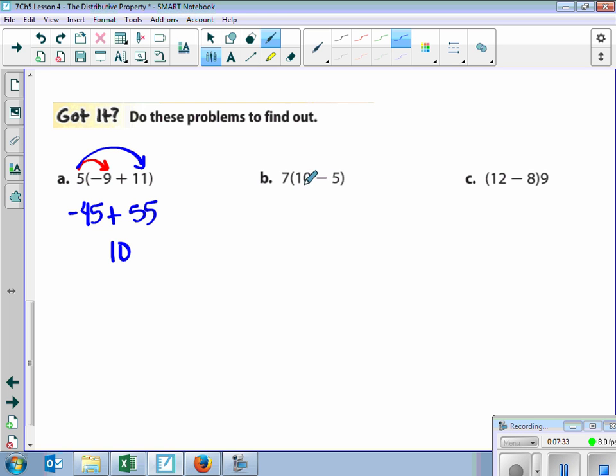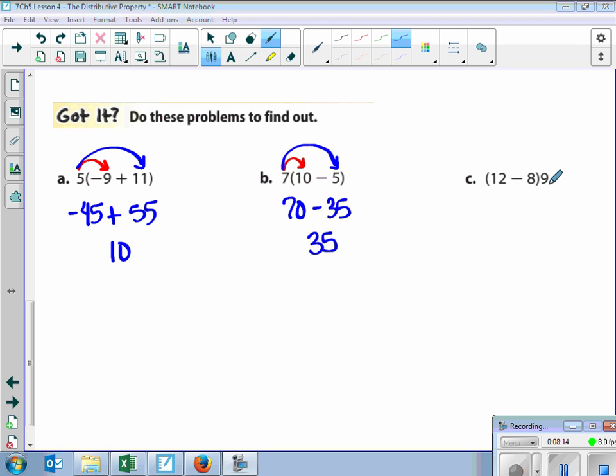All right, so now we're going to take the 7 on the outside of the parentheses. We have 7 times quantity 10 minus 5. We're going to take the 7 and multiply that times the 10, and multiply that 7 times the 5. So here, we're going to end up with 7 times 10 is 70, minus, sorry, 7 times 5 is 35. So now we have 70 minus 35, which gives you 35.